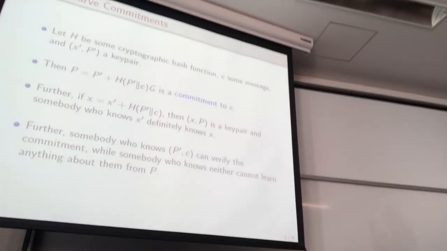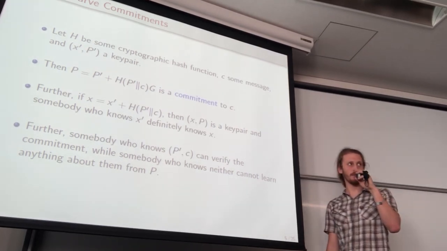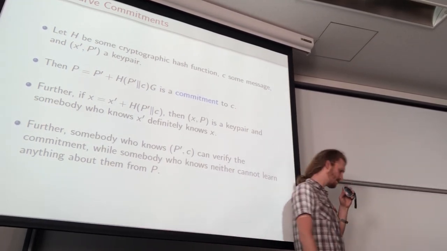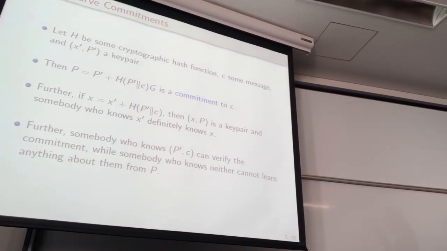So there is a cool thing you can do with these elliptic curve points. A very general thing you can do. You can use them as commitments. So a cryptographic commitment is something that, for our purposes, is going to be hiding and blinding.